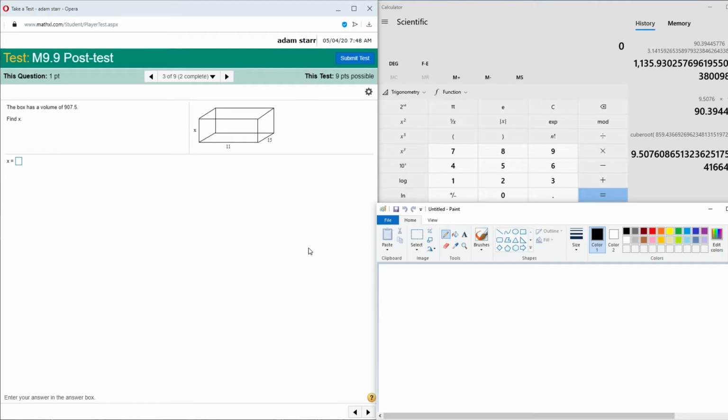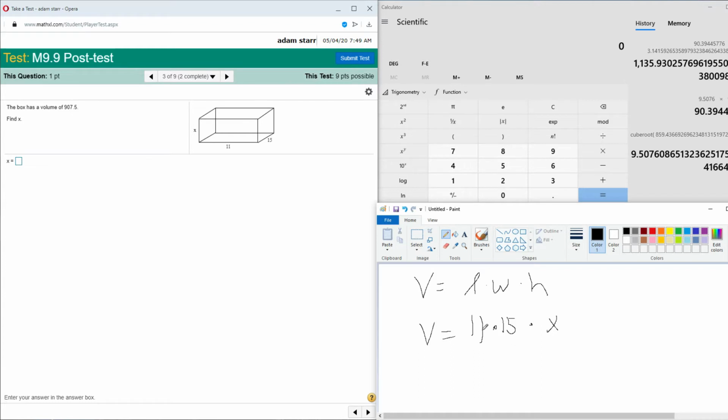Okay, this next question is, we have the volume of this box, we have 2 of the dimensions, and it's asking us to find x. Volume of a box is just length times width times height. I have 2 of the dimensions. It doesn't really matter what's length, what's width, what's height. Just know that 11 times 15 times x is going to be my volume.